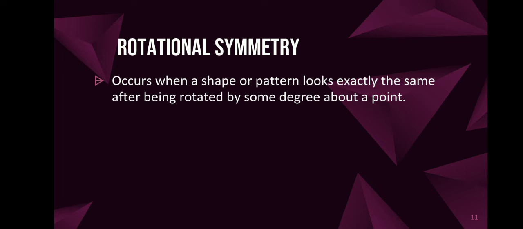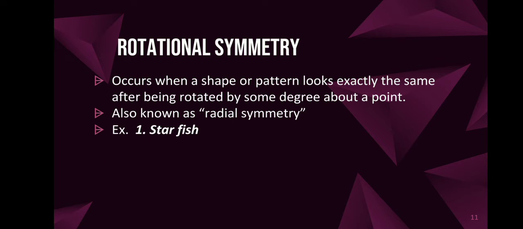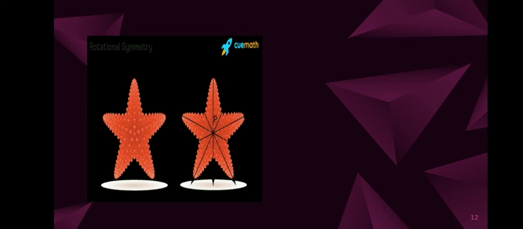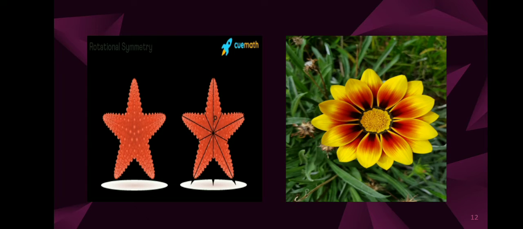The second type of symmetry is rotational symmetry. Rotational symmetry occurs when a shape or pattern looks exactly the same after being rotated by some degree about a point. It is also known as radial symmetry. The first example is a starfish, and the second one is a flower. The starfish's body radiates out from a central point because, like an object, when it is rotated on its axis, the shape still looks the same. And that's what we call rotational symmetry, as well as the flower.